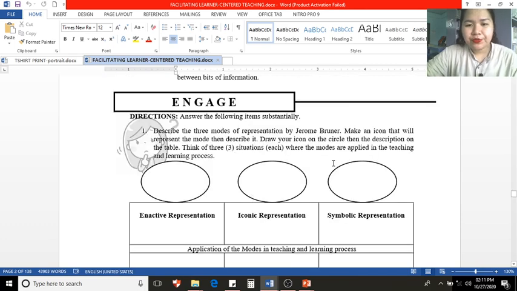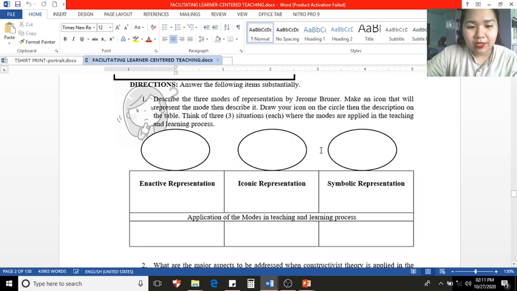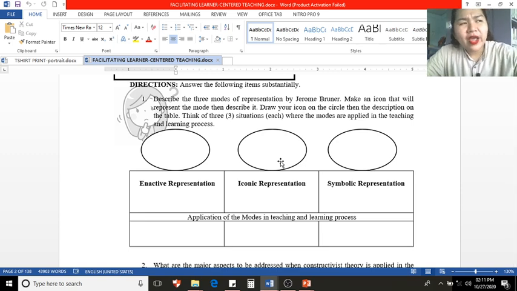Okay, so sa engage na part. So first is that you are to describe the 3 modes of representation, yung kanina na-discuss natin by Jerome Bruner. Make an icon that will represent the mode, each mode, then describe it. Draw your icon on the circle. So, mapapansin nyo, not necessarily circle, okay? Or oblong. Diyan. Ito-draw ninyo, magdodraw kayo ng icon or any image that will represent yung kada mode of representation.